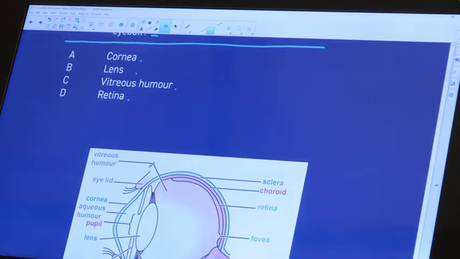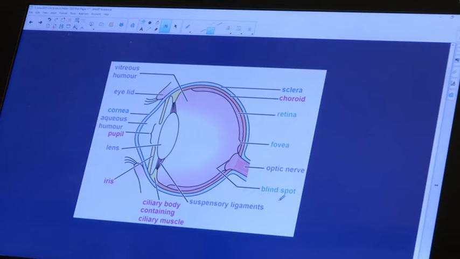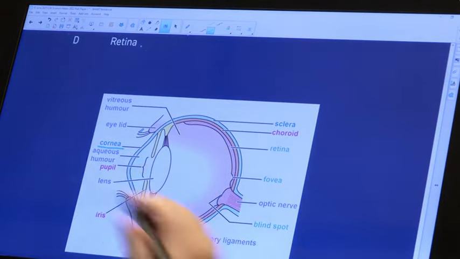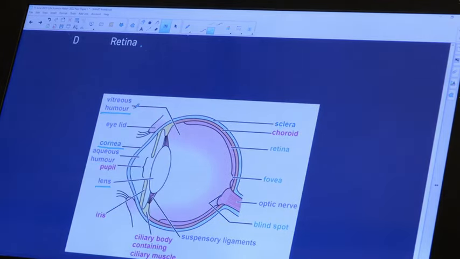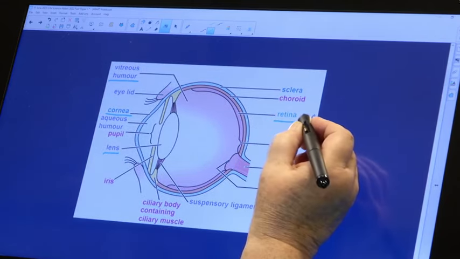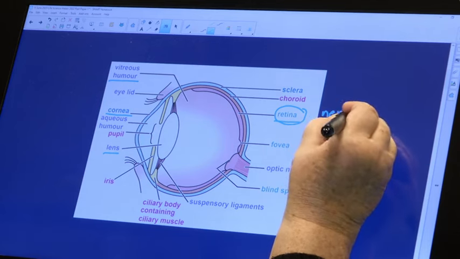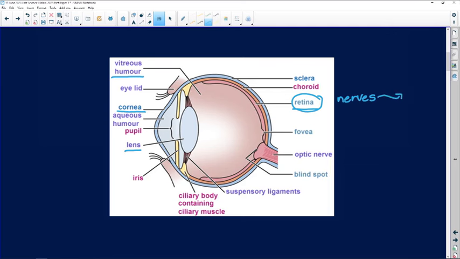Let's help ourselves by looking at this picture of the eye. The things that are mentioned in our options are cornea. What else? Lens, vitreous humor, and of course the retina. We know that the retina is the part of the eye where we have got the nerves, the photoreceptors that are going to convey information to the brain. We know that the lens is there to focus the image onto the retina. We know that the cornea is the transparent part of the outermost layer, the sclera, and the front of the eye. It's known as the cornea because it is transparent, and that leaves us with the vitreous humor.